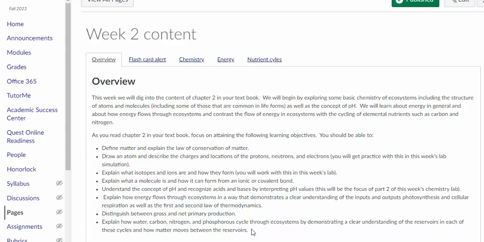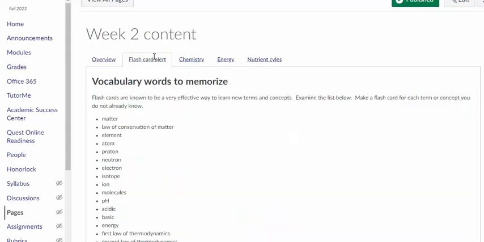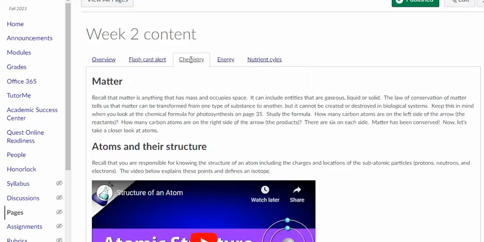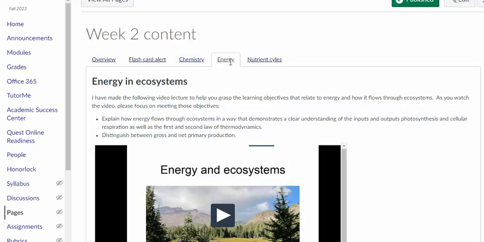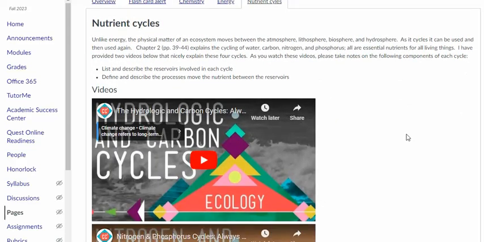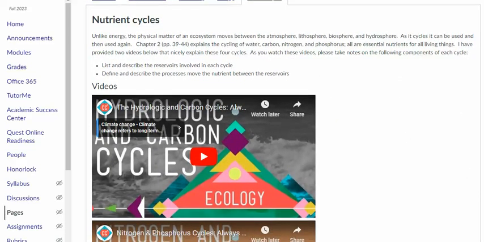On this tab, you'll see our learning objectives, then some terms to know. I recommend you make flashcards of these terms and study them. And then some information about some of the content that you'll find in chapter 3. So chemistry, energy, and nutrient cycles.